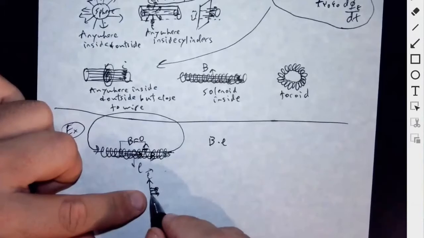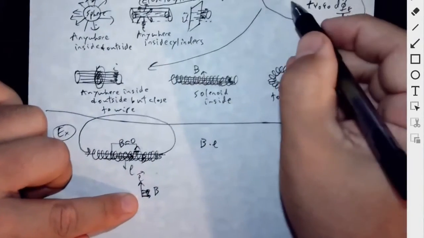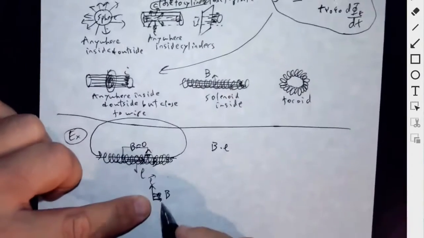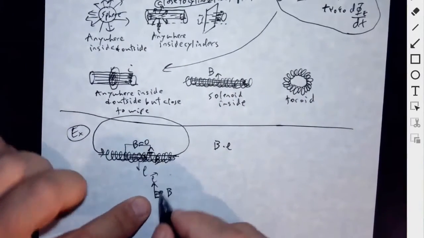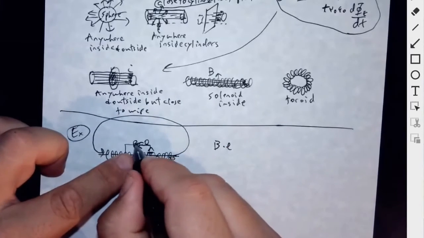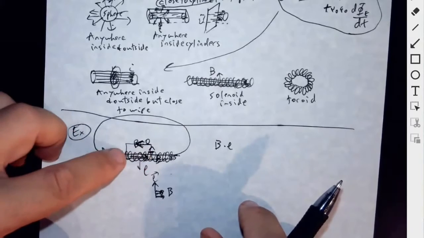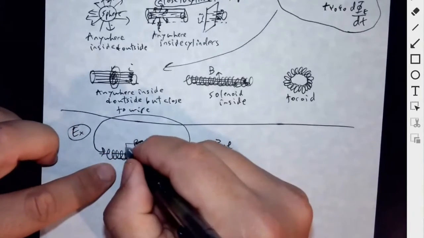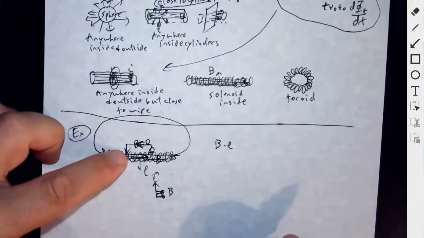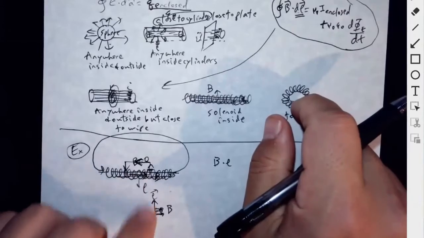So when you do this dot product here, B dotted into dL, you just get 0. So this one is just 0. And then when you go this way, back that way, the B field outside is 0 anyway. Then when you come back down, the dot product is 0 also. So then you just end up getting B dotted into dL is just going to be B times the length.